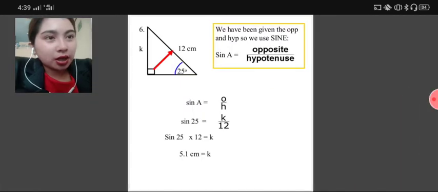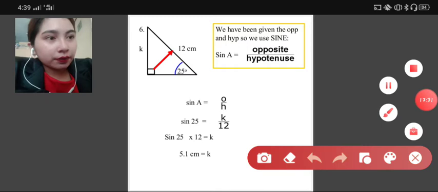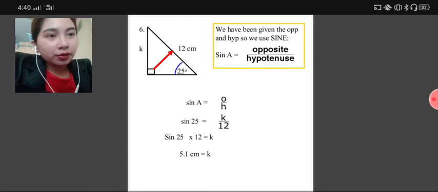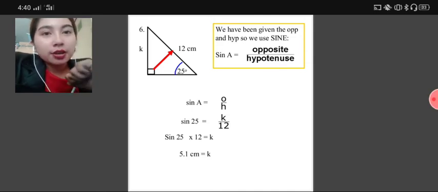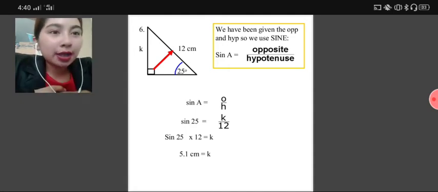Next slide. So, dito naman, here are the another sample. We have been given the opposite and hypotenuse, so we use sine. So, guys, can you tell me kung ano yung hinahanap natin?